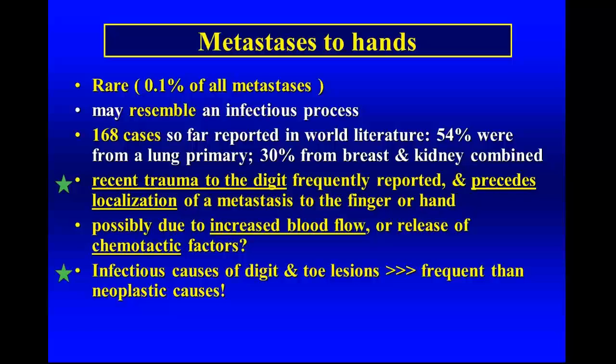Someone in biochemistry mentioned that if trauma precedes localization of the metastasis to the finger, it could be by increased blood flow from the trauma or release of chemotactic factors that allows the tumor to then settle in there. I really don't know. But we know clinically that infectious causes in digits and toes are by far a lot more frequent than neoplastic causes of metastatic disease there.